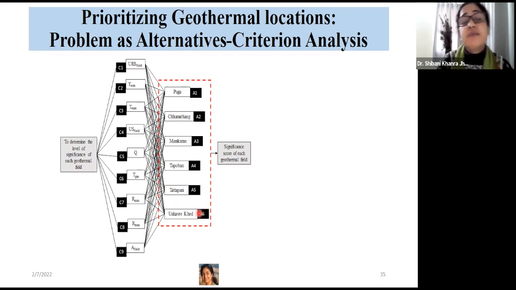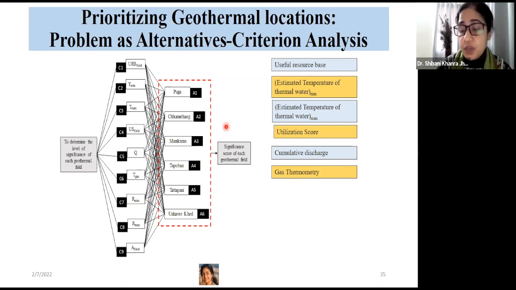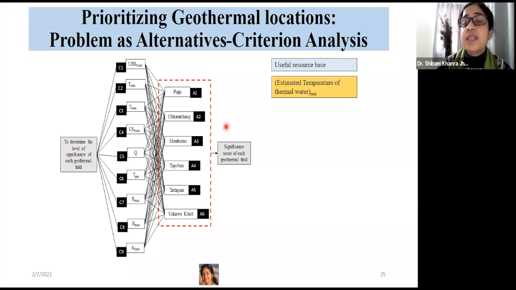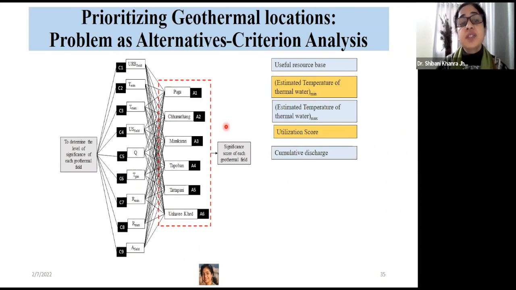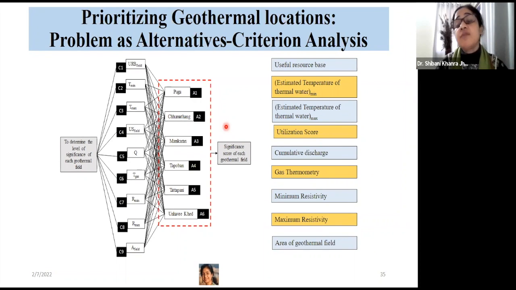So suppose we have these six fields, and then we want to study the prospects of this particular field based on certain criteria. These 9 criteria are based on certain available information base, and some of the criteria have been assessed by us, which has been useful resource base. As you can see here, useful resource base, estimated temperature of thermal water, minimum and maximum. Utilization score means how best it can be utilized from that particular field or location. Cumulative discharge, gas thermometry information, minimum resistivity, maximum resistivity, and area of geothermal field. Means what is the extent of that particular geothermal field.